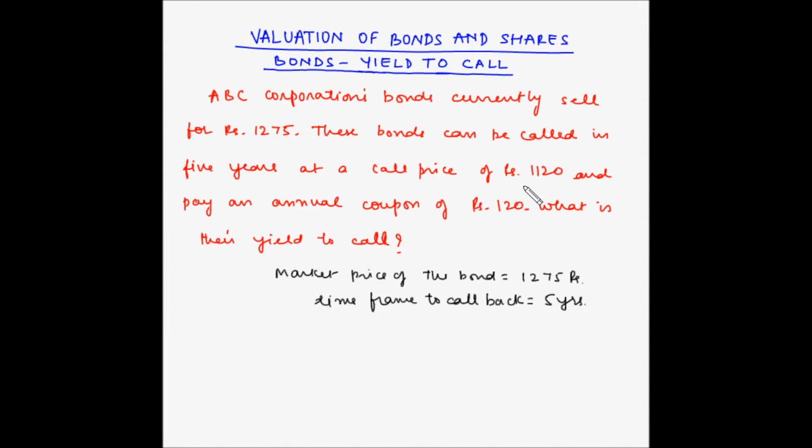At a call price of rupees 1,120. So call price is 1,120 rupees, and pay an annual coupon of rupees 120. So annual coupon is 120 rupees, and we have to find out the yield to call.